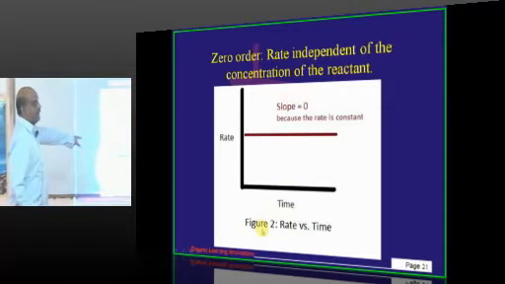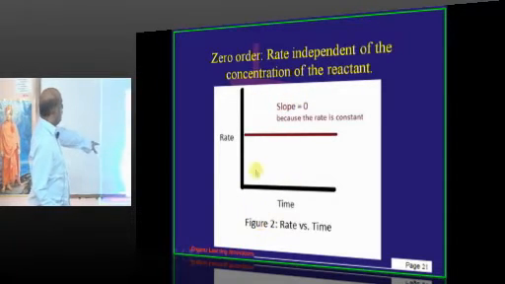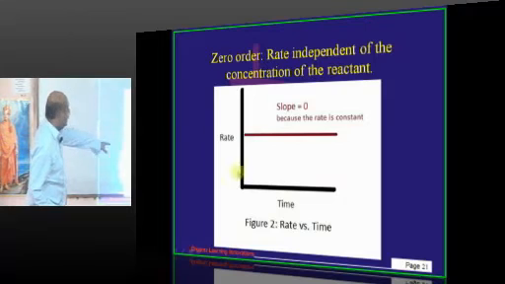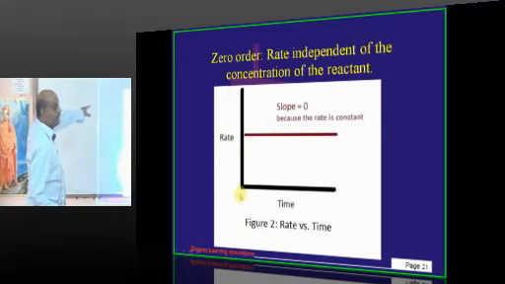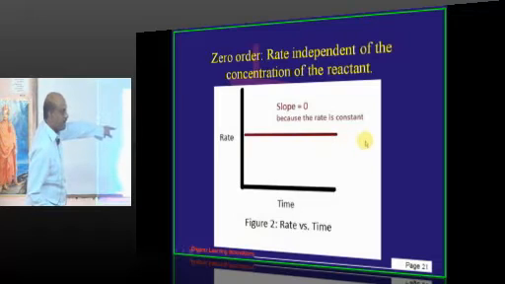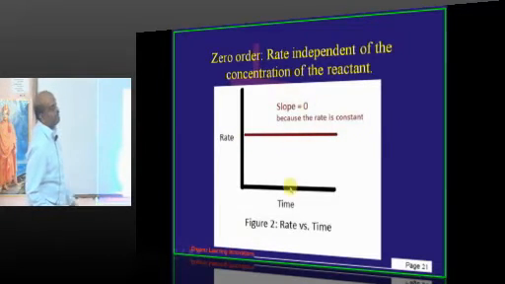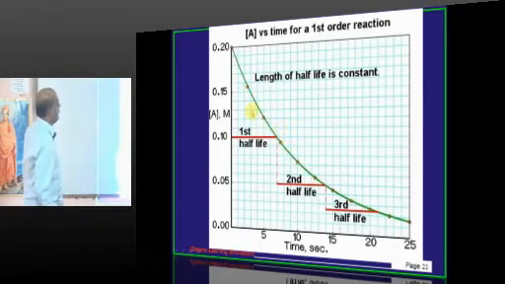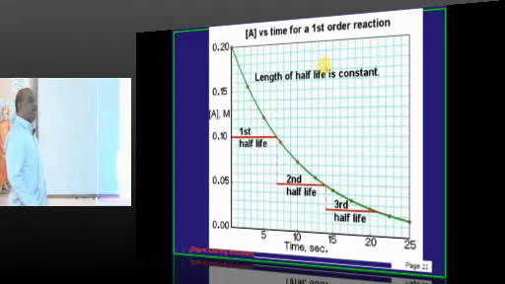Suppose you draw a graph where you took time on the x-axis and the rate of elimination on the y-axis. Is there any change in the rate? The rate is constant and hence the slope is 0 in the rate versus time graph in case of zero order kinetics. How is the first order kinetics?